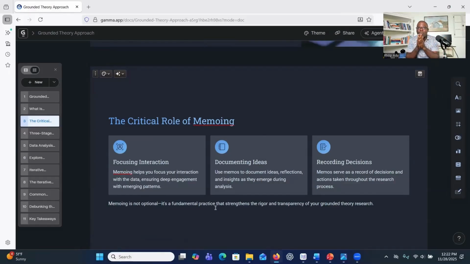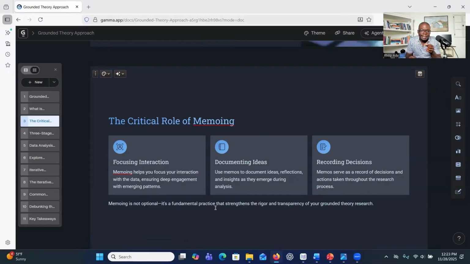So it helps you to be focused, right? Because you need full attention of interacting with the data, collecting data, so that you'll be able to develop a theory to explain a phenomenon. And also documenting can help you to take note of your ideas and reflections that may be useful as you are going through the process.